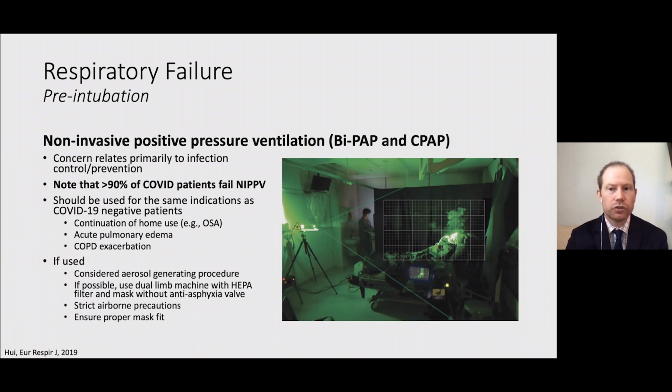If we do use it, then we should strongly consider the effect it may have on the spread of viral particles. We must consider it an aerosol generating procedure, and so patients need to be in strict airborne precautions, and we need to ensure a proper mask fit. And then there are some respiratory-specific concerns that respiratory therapists should be familiar with, including the use of a dual limb machine and a HEPA filter without the so-called anti-asphyxia valve, which is often present on patients' home CPAP masks.